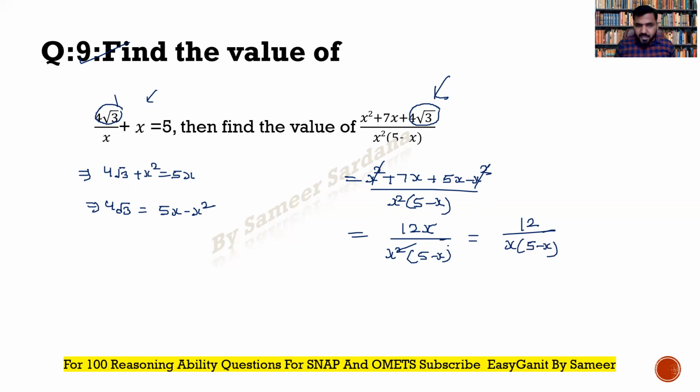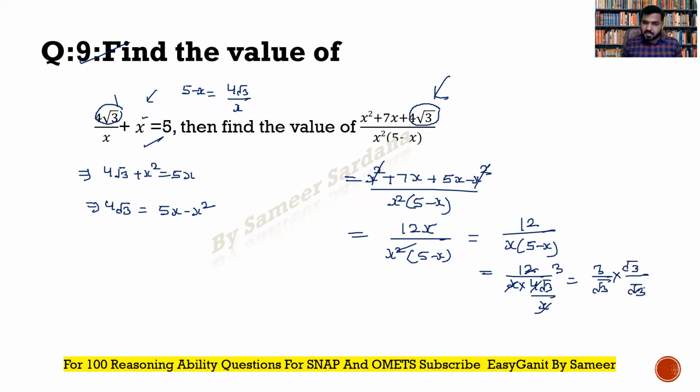Now, do you see 5 minus x somewhere? Yes. You see that this can further be simplified to get the value of 5 minus x. If I take x on the right hand side, I'll get 5 minus x will be equal to 4 root 3 upon x. Now, if I put the value of 5 minus x, this will be 4 root 3 upon x. This gets cancelled. So finally, my answer would be 3 upon root 3, which can further be simplified. You can rationalize it and you get your answer as root 3. So this whole expression is equal to root 3, and that's the correct answer to the question, right?